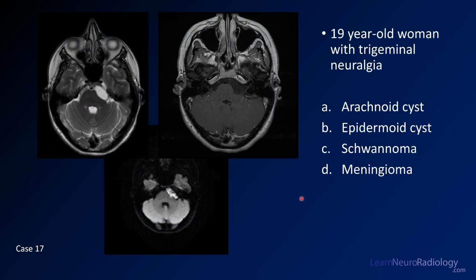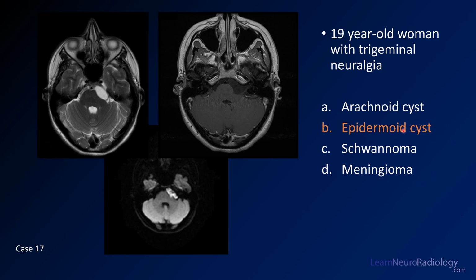Case 17 is a 19-year-old woman with trigeminal neuralgia. Got some images through the CP angle here, T2, T1, diffusion. Your choices are arachnoid cyst, epidermoid cyst, schwannoma, and meningioma. Now in this test, I want you to definitely get all the CP angle masses. These are the classic ones that you often will see in the description.